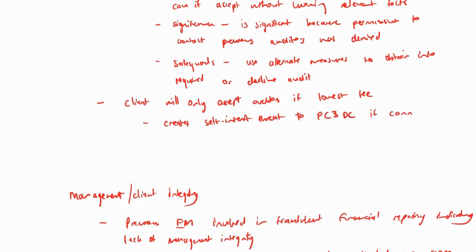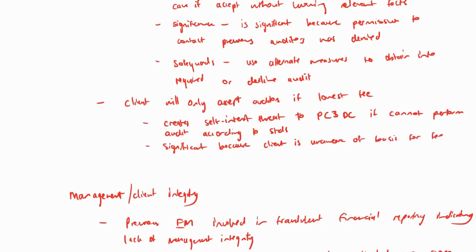If they cannot perform the audit according to the standards because of the reduced time, we'd say it's significant because the client is unaware of the basis for the fee, and so my safeguard: adjust the level of fee or the scope, or get your reviewer to review the audit work to ensure that it is at the appropriate standard.